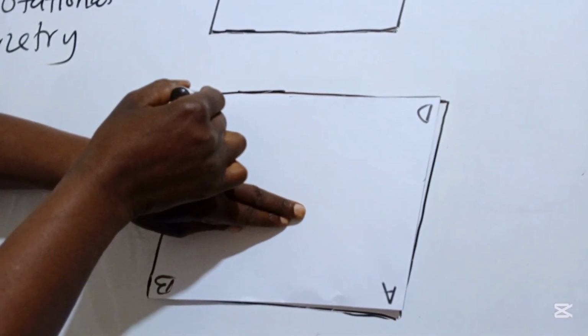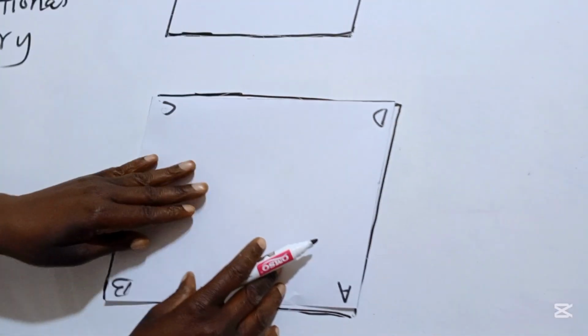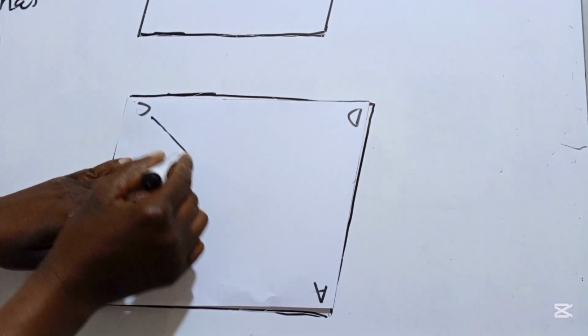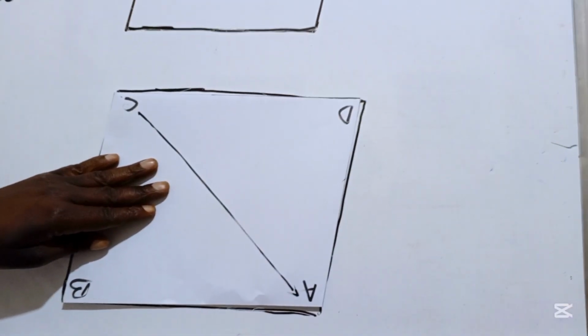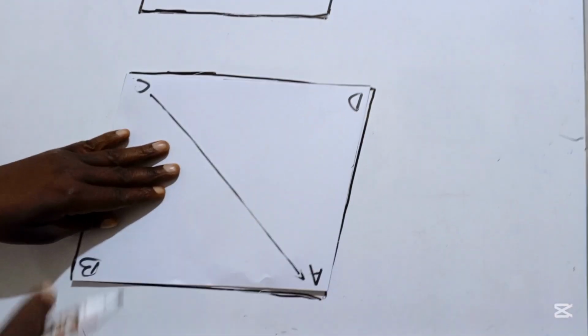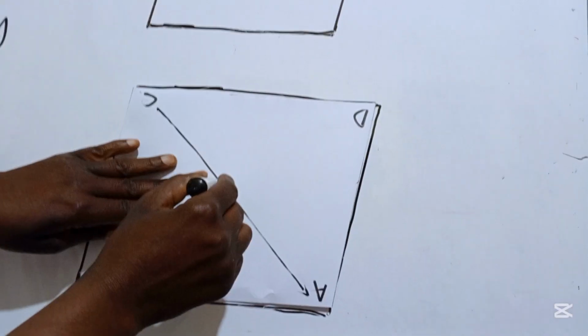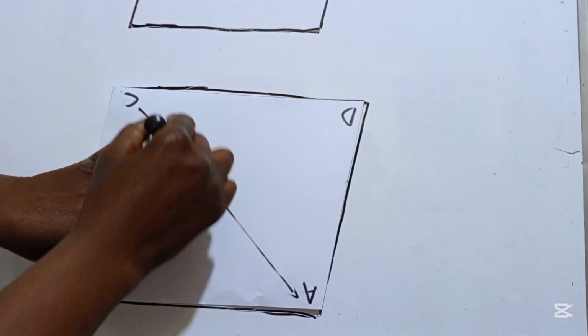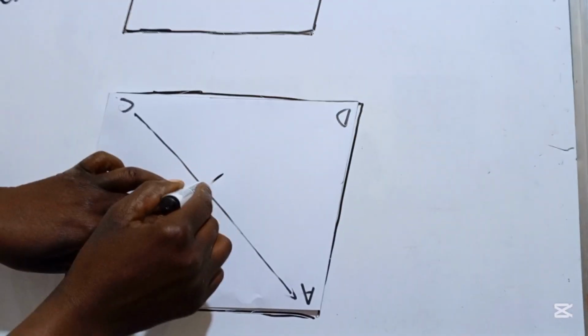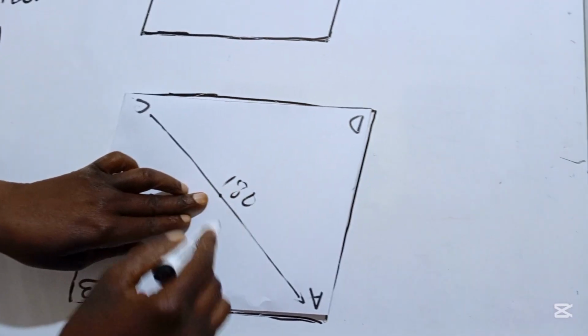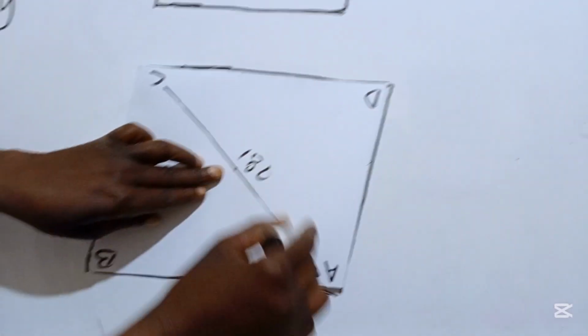So A has moved in a straight line. From there, A has come to this part. So it has moved through how many degrees? Because this is the center, A has moved 180 degrees. So A has rotated 180 degrees.